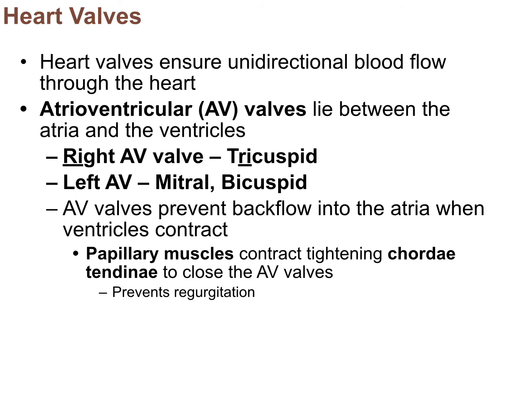An easy way to remember this is tri on the right. So RI tells you it's on the right side, which means the bicuspid's on the left. You also have to remember that another name for that, and actually a probably more commonly used clinical name, is the mitral valve.